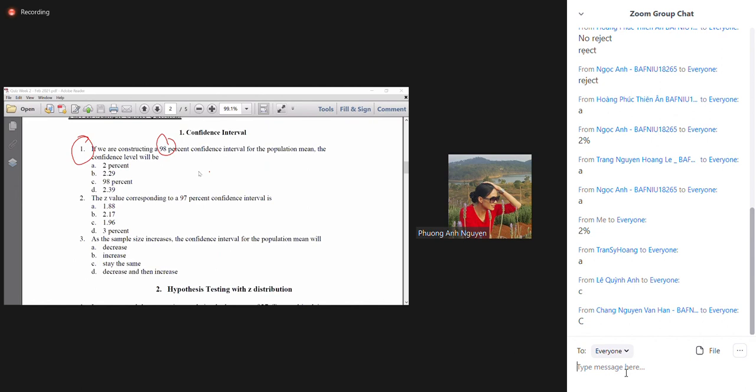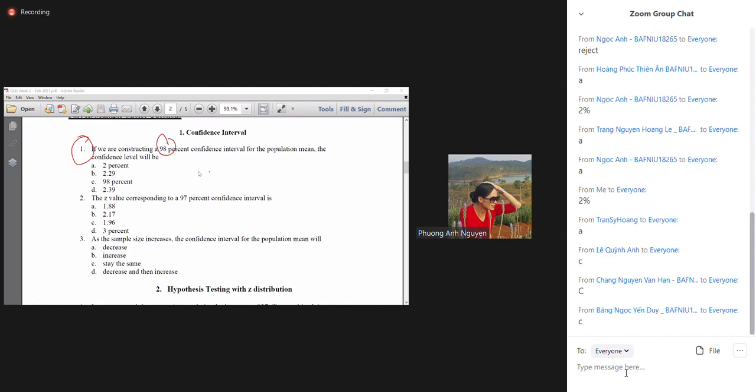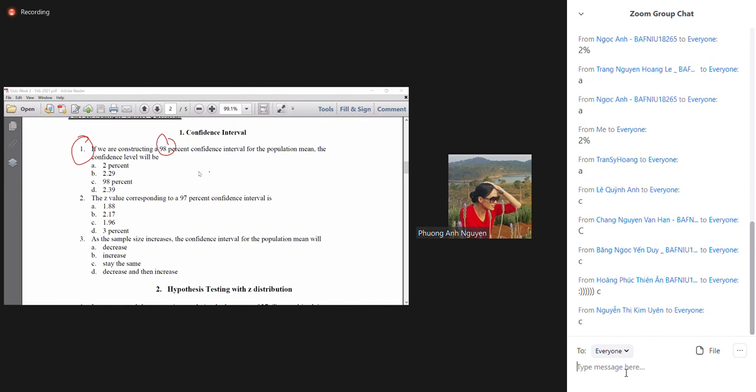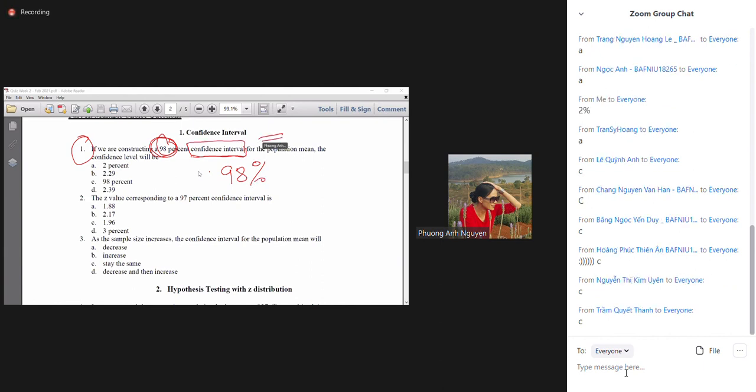You see why? Because the confidence level is different from the significance level, right? When we test a hypothesis, the significance level alpha is small, but the confidence level is rather big, so it's rather C. Don't get confused. I saw your answer; this one is tricky. The confidence level is actually automatically 98%, different from the significance level. We use the significance level when we test hypotheses.